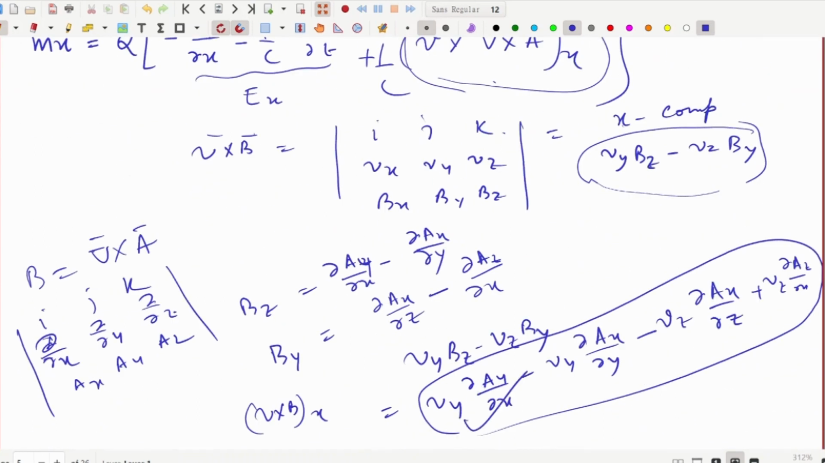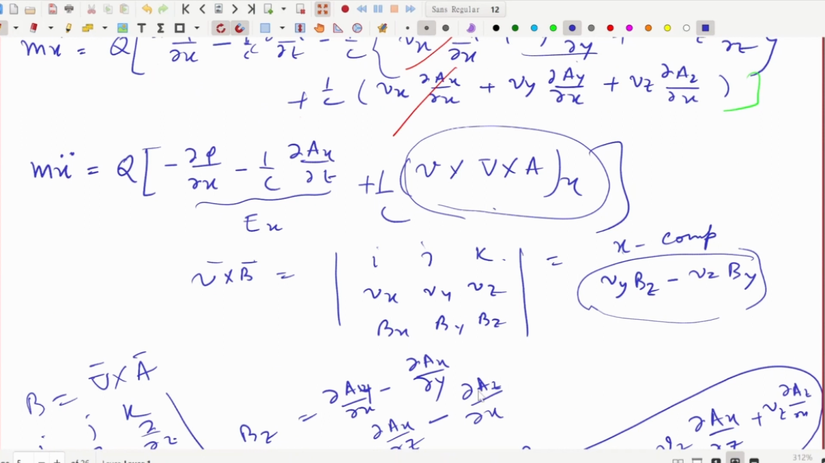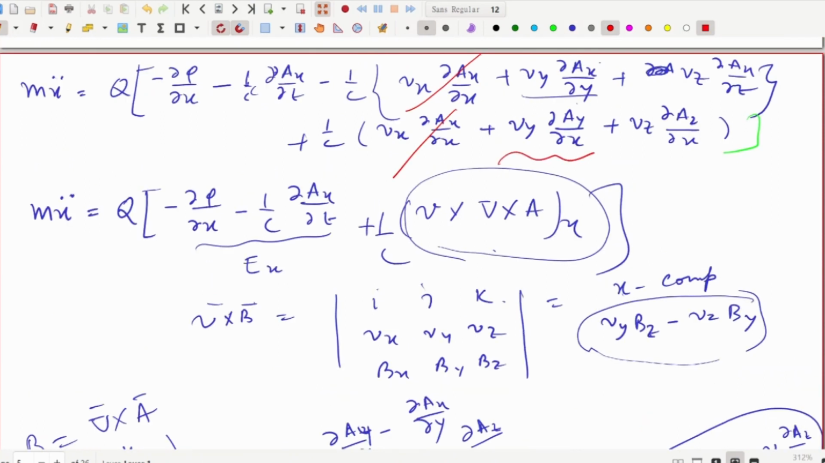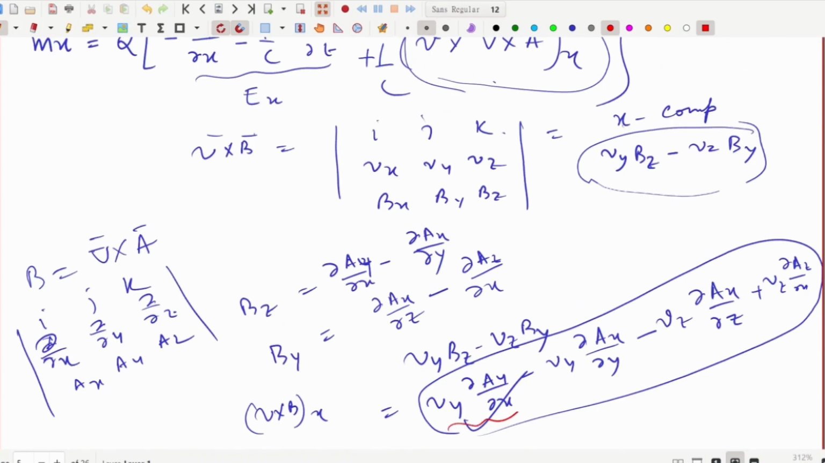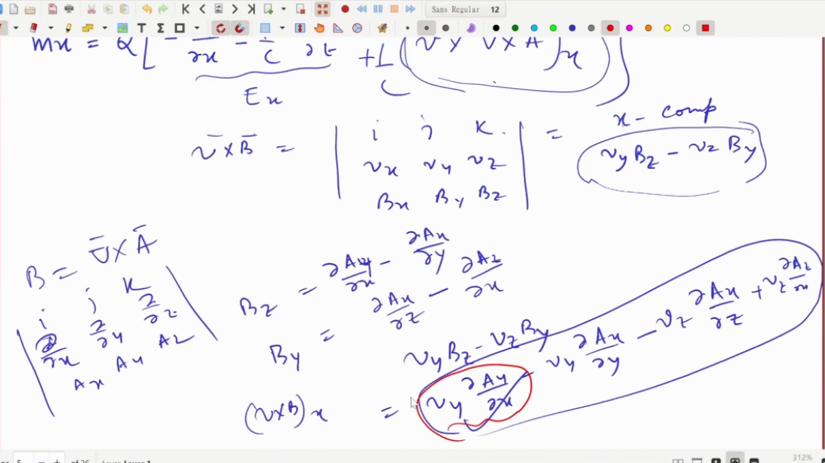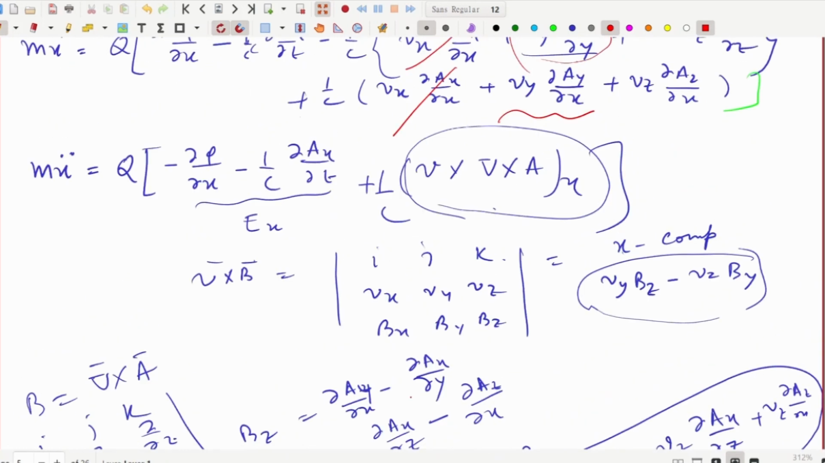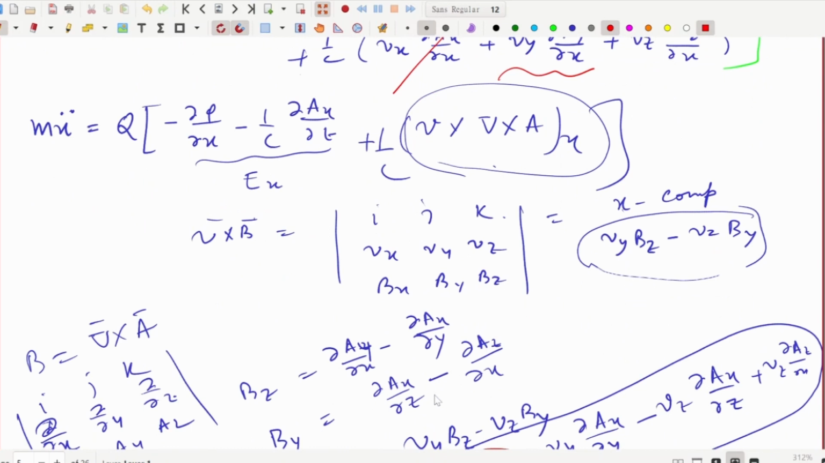Okay. Now, there is a term minus V y del A x del y. So, let us see whether this term matches. This term V y del A x del y with a minus sign is matching with this. So, this is matching. Okay. So, the other two terms also will match. If there is a sign problem, then it may be my calculation here, but there is no problem.